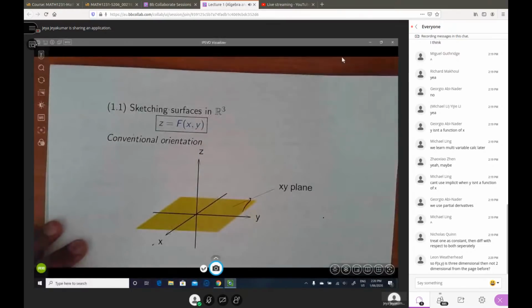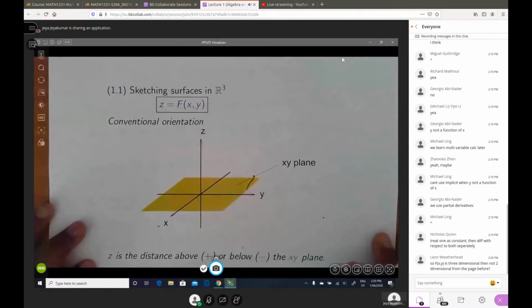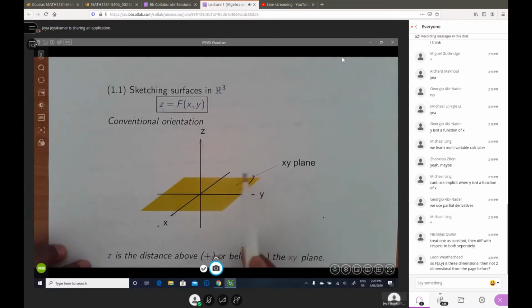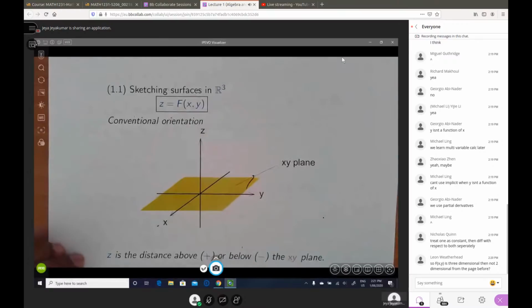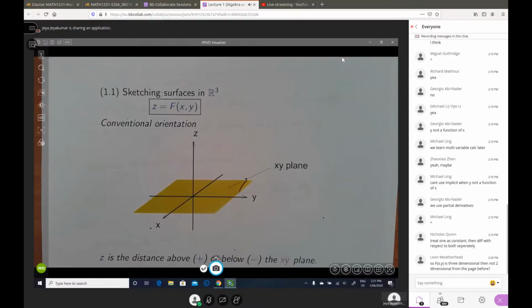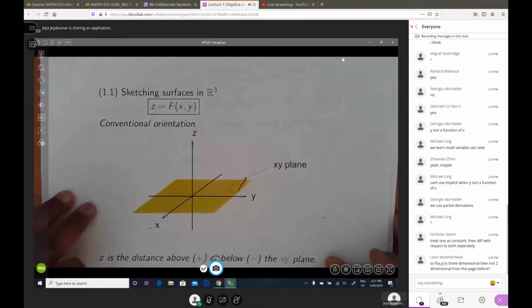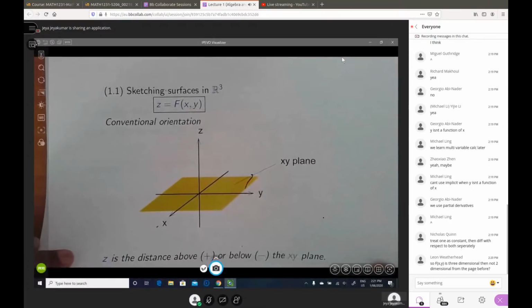Here's another illustration of that. So the conventional orientation is this xy plane here, x, y, z. Z is the distance above, that's plus, or below, minus the xy plane. If the z value is positive, the point lies above the xy plane, or the surface will lie above the xy plane. If it's negative, it's below the xy plane. Now, to understand that, we need to look at some simple examples. It's not always easy to sketch surfaces of functions of several variables. So we will look at some simple examples and see how we can sketch the surfaces.